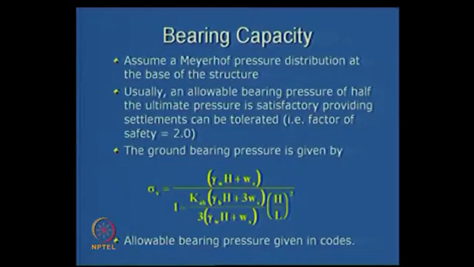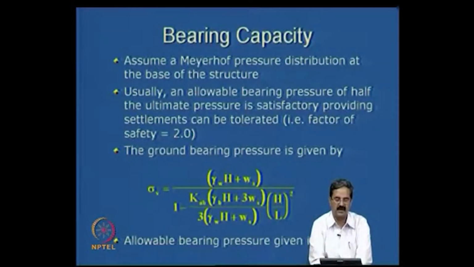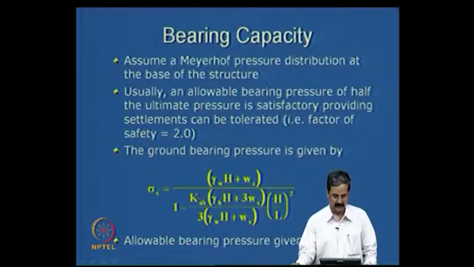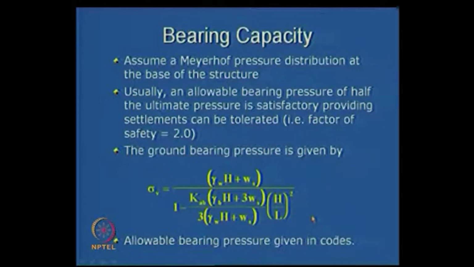Then bearing pressure. I told you about the two types of distribution. One is called trapezoidal distribution. You can do that, and also you can do Meyerhof distribution, for which there is a simple expression that one can get based on the moments and the forces acting below the foundation. One can derive this considering the weights and the earth pressure coefficients. The maximum pressure will be this from Meyerhof distribution. You can get it from trapezoidal distribution also. We know how to get maximum pressure and minimum pressure.